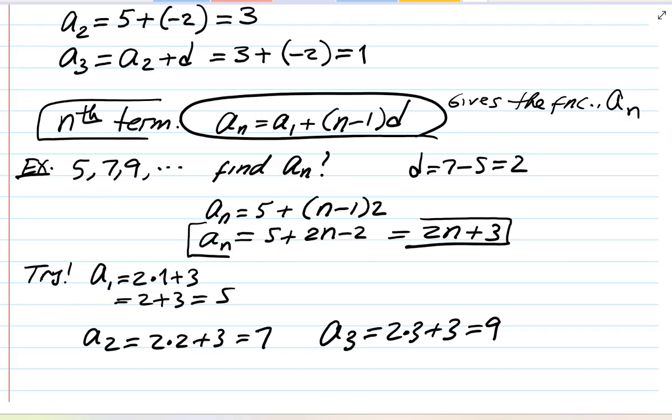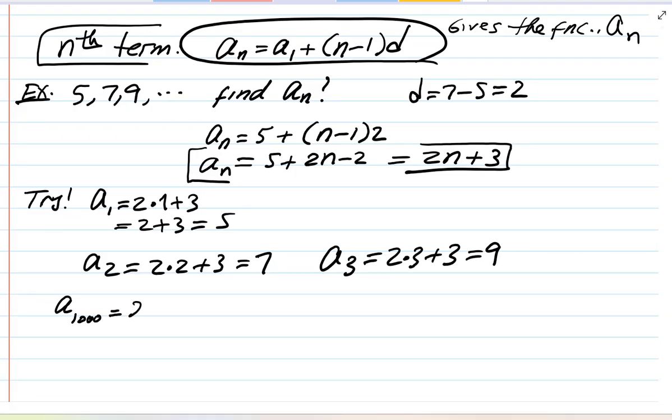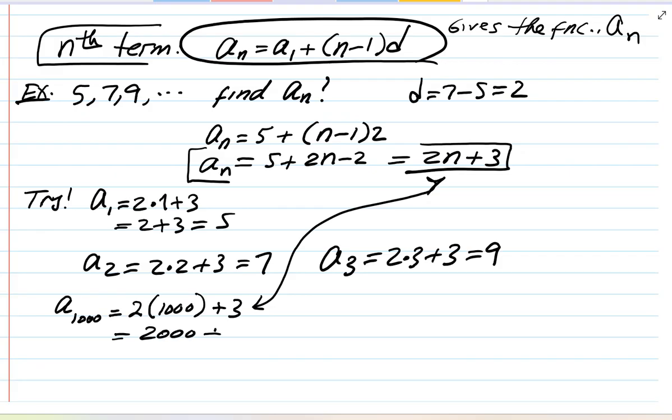And so that's what this is good for. Now suppose I want to find the 1000th term in the sequence. The 1000th term is going to be 2 times 1000 plus 3. We're going into this formula. It's going to be 2000 plus 3, or 2003. Isn't that cool? That's the 1000th term. If we want, we can go to the 1,000,000th term in the sequence, and so on and so forth with that one.